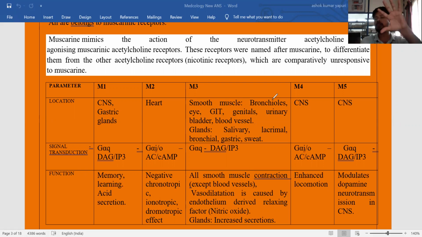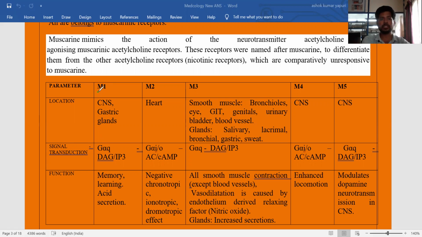There are a total of 5 types of muscarinic receptors, and all these 5 types belong to the G protein coupled receptors. Here there is a term called signal transduction. Regarding what signal transduction is and its importance, please go through the receptor pharmacology of G protein coupled receptors in our previous videos. Here our main intention is the types of muscarinic receptors, their location as well as their function.